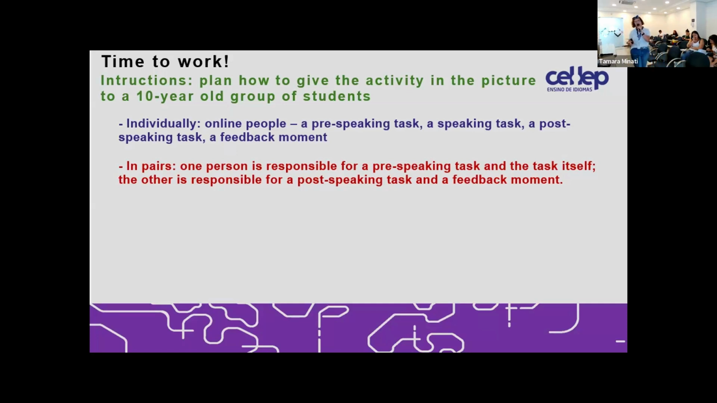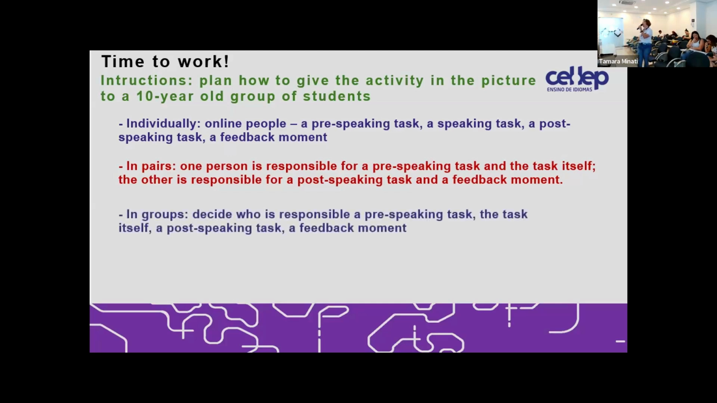In this case, you are going to be together in the breakout room. You are going to talk. You have to share your ideas because it's necessary to have a sequence, a right pace for the tasks, etc. But one of you is going to be responsible for a part, the other one is going to be responsible for the other part.